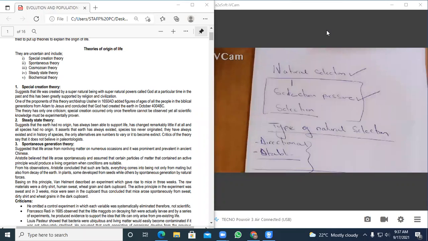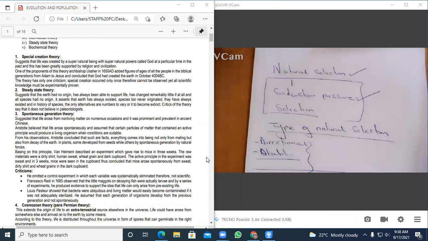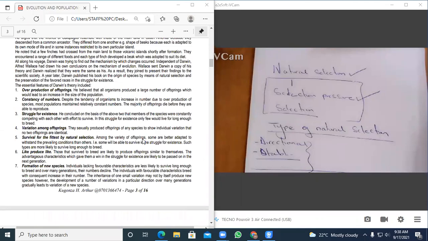Then we also looked at what selection is: selection is a process. Therefore, natural selection cannot occur without selection pressure, because it is selection pressure which brings about natural selection. Factors in the environment determine which individuals survive. And those individuals who survive, we said, are those with better characteristics. Therefore, they will interbreed.